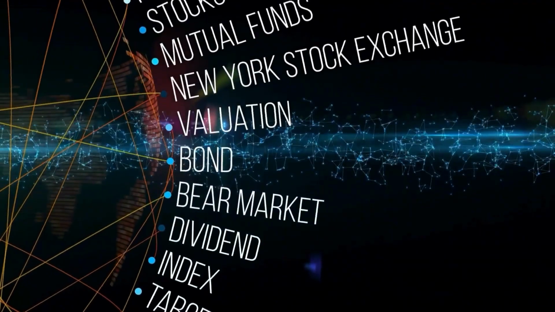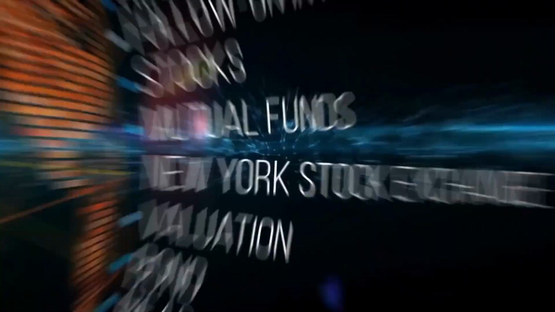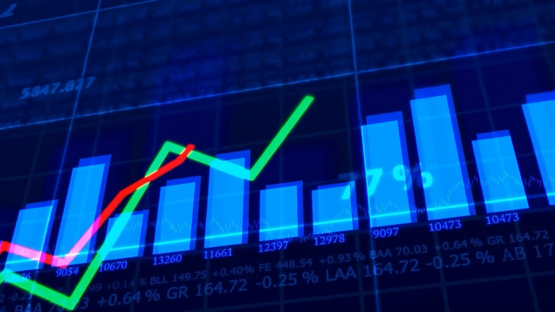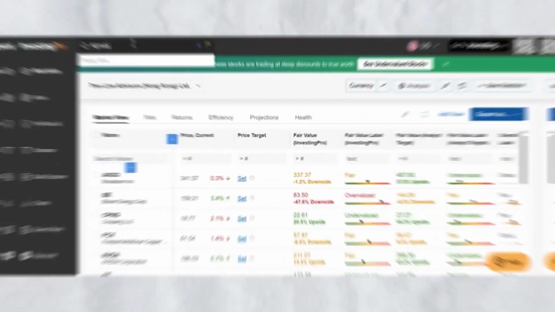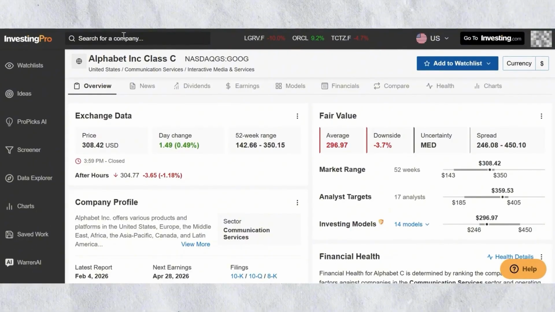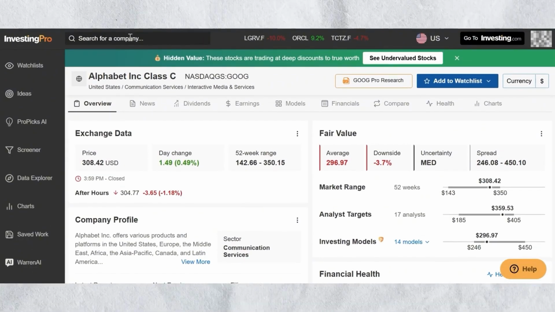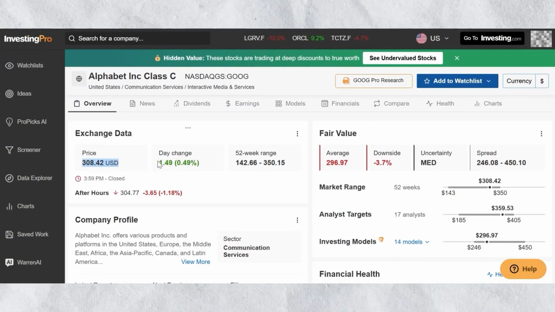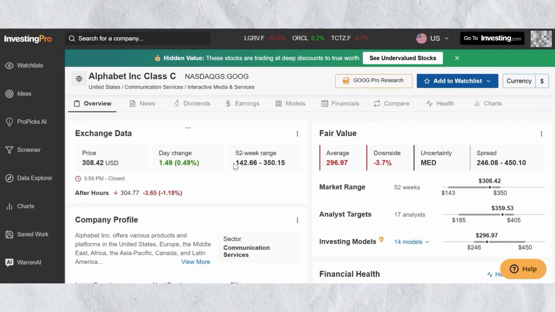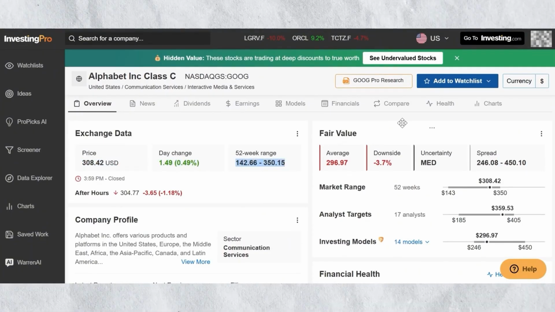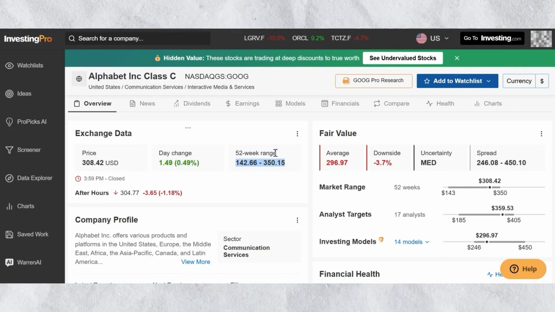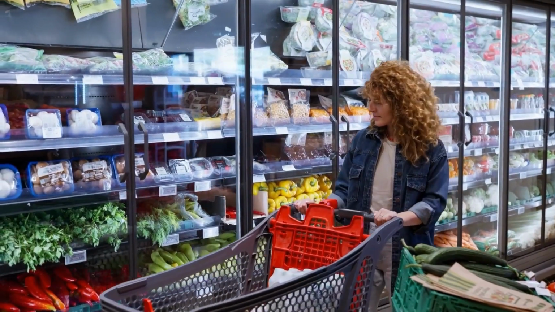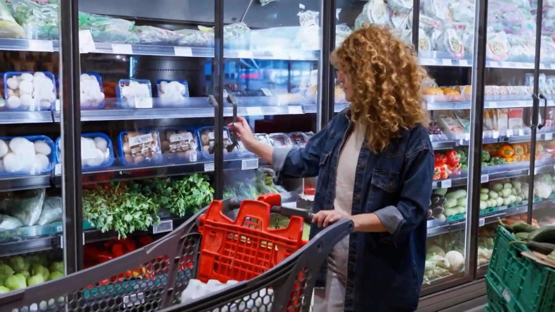Well, let's get to what I like most. I'm going to show you how I analyze a stock within InvestingPRO, and to make it easier to understand, I'll use a concrete example, Alphabet, the company behind Google. The first thing you see when you search for a stock is the current price, the daily change, and the price range for the last 52 weeks. This gives you immediate context. Is it near its all-time highs, or is it currently at a low point?